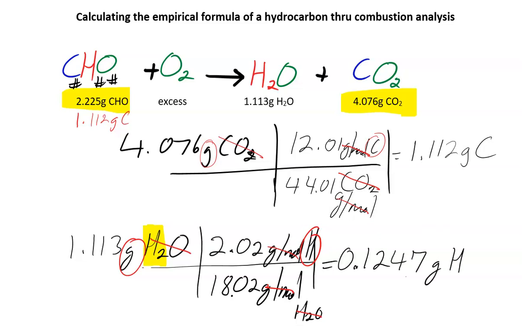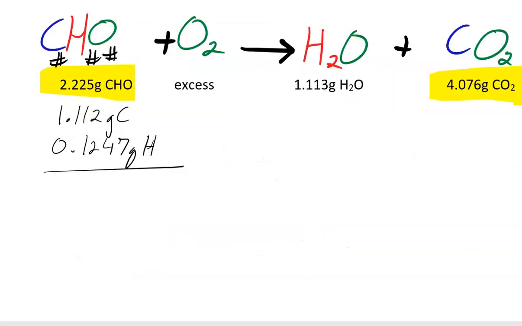Doing the math, I end up with 0.1247 grams of hydrogen, and that also came from the compound, so 0.1247 grams of H. Now I kind of cleaned this up a little bit because we needed those 2 masses from the carbon dioxide and the water. If we have CHO and we subtract out the C and subtract out the H, we end up with the mass of the oxygen, and we end up with 0.9883. That is the end of the first part of the problem.